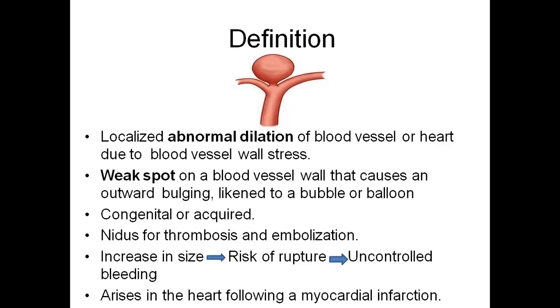It may be of congenital origin or acquired. It is also an indication for thrombosis and embolization, and the development of aneurysm may increase the risk of rupture and uncontrolled bleeding, which leads to the complication of aneurysm. This complication may also arise due to myocardial infarction.